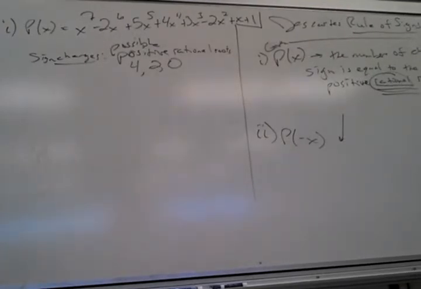So see, this is where Descartes wouldn't really help us out much. There could be no positive roots, but there could be two, there could be four. So it doesn't really help. And I told you going in, Descartes' rule of signs is either going to help immensely or it isn't going to do anything for us.